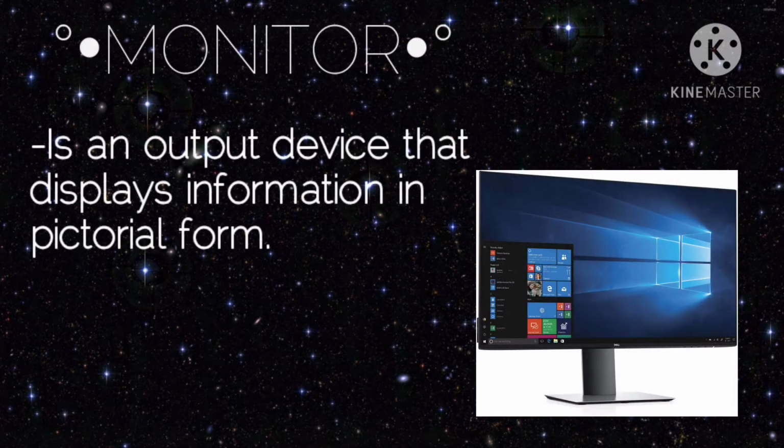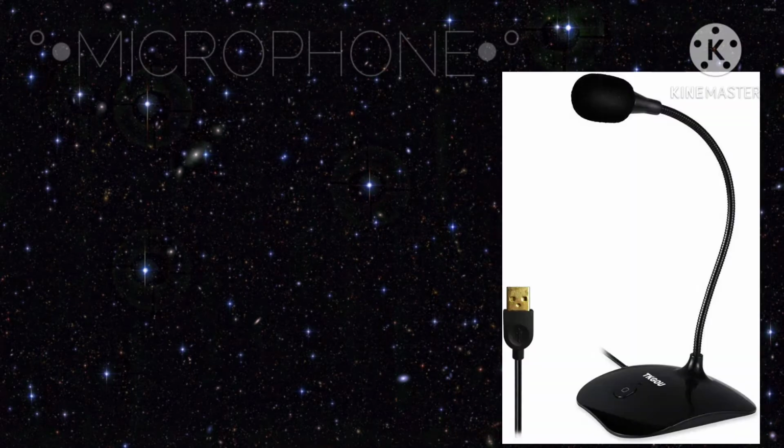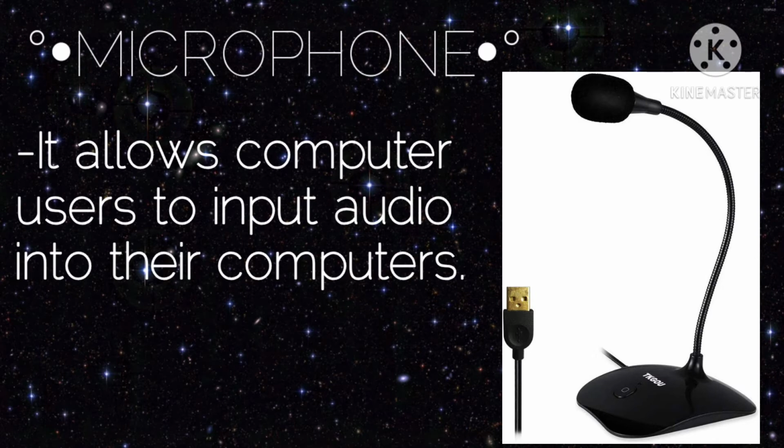Monitor. It is an output device that displays information in pictorial form. Webcam. It is a video camera that feeds or streams an image or video in real time to or through a computer to a computer network such as the internet. Microphone. It allows computer users to input audio into their computers.